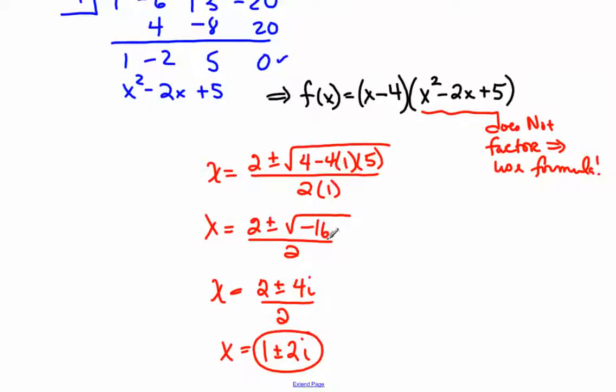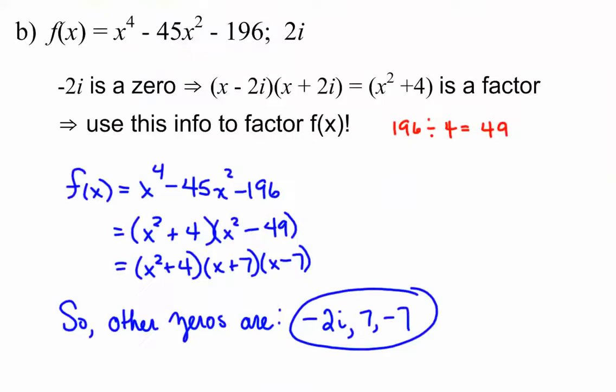Simplify underneath the radical and you get a negative 16, which tells us we're going to have imaginary zeros. The square root of negative 16 is going to be 4i, and then I have to do my division. Now, simplifying this, I divide everything by 2, so it's 1 plus or minus 2i. Those 2's just don't cancel away and disappear. You're dividing here, so make sure that you have 1 and then your plus or minus 2i. All right, let's take a look at another one.